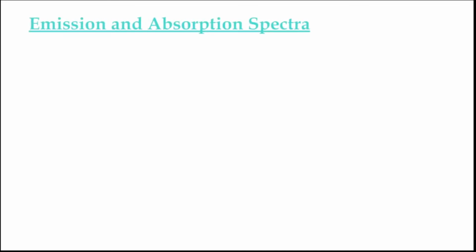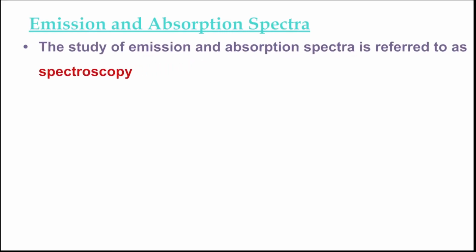So students, the atomic spectra is produced by the interaction of light with matter. The study of emission and absorption spectra is referred to as spectroscopy. So children, what is spectroscopy? The study of emission and absorption spectra is referred to as spectroscopy. This is a branch of science which deals with the study of emission and absorption spectra.